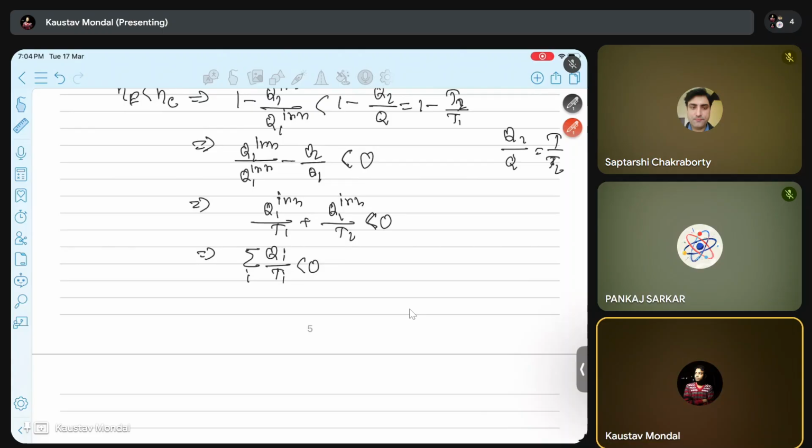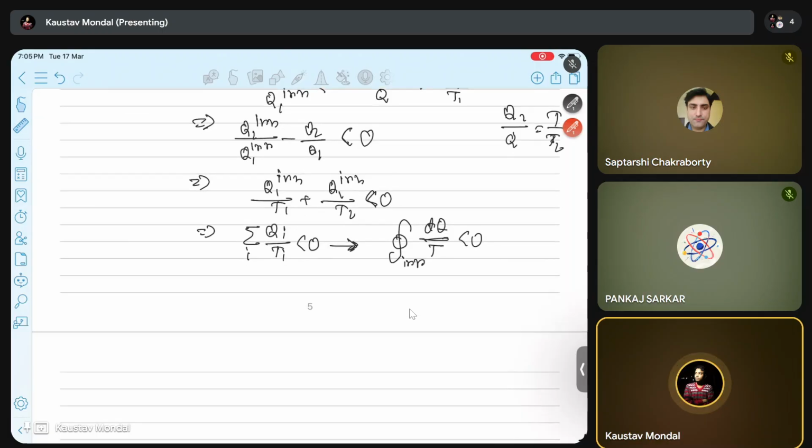Okay. Now we can write this in differential form also. In the differential form, it looks like this. This sign denotes a closed integral, since it's a cyclic process. If you convert the summation into integration, since it's a cyclic process, instead of a normal integral sign we use the closed integration sign. So the closed integral of dq by T will be less than 0.